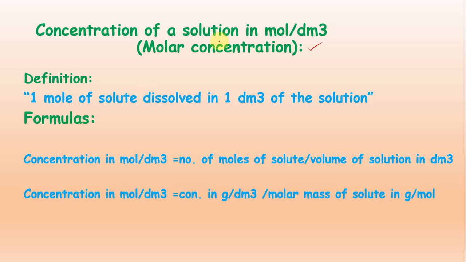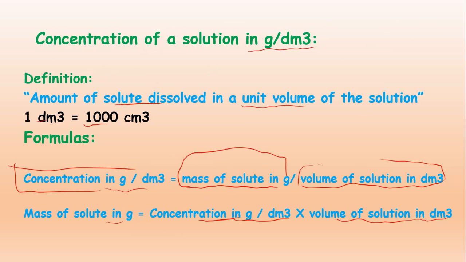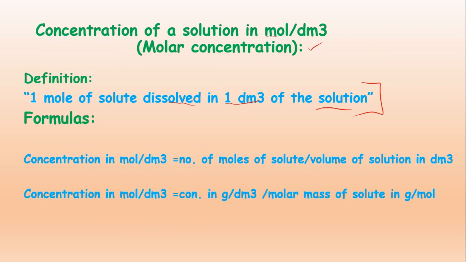If it is in mole per dm cube, we have to write 1 mole of solute dissolved in 1 dm cube of the solution. Now when we compare this definition with the concentration in gram per dm cube, look here: amount of solute, or simply mass of the solute, in a unit volume of the solution. This is the main difference between these two types of concentration.